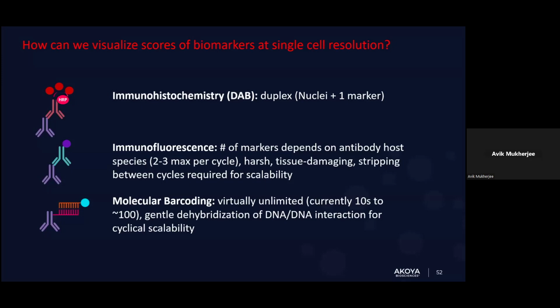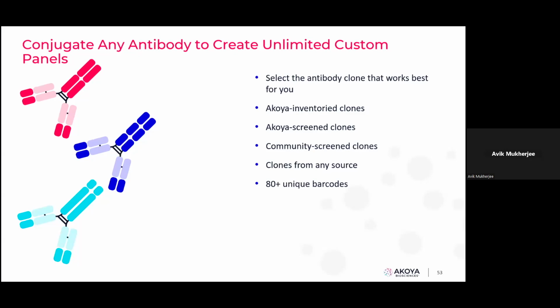And as I said, we do molecular barcoding. These are some of the standard chemistries that people use with the protein antibody, with a secondary with HRP or a secondary attached to a fluorophore. But we are doing molecular barcoding, where it gives you this huge scalability to go from 10, 20 to hundreds of markers.